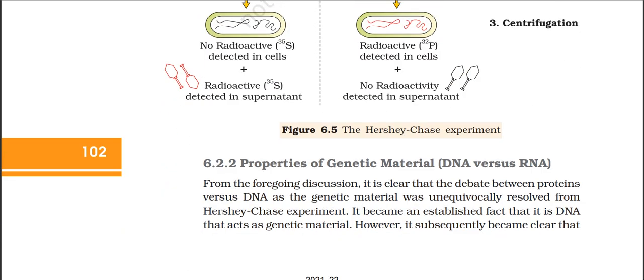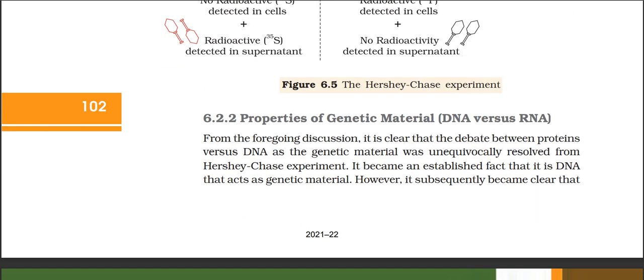6.2.2 Properties of genetic material, DNA versus RNA. From the foregoing discussion, it is clear that the debate between proteins versus DNA as the genetic material was unequivocally resolved from the Hershey-Chase experiment. It became an established fact that it is DNA that acts as genetic material.